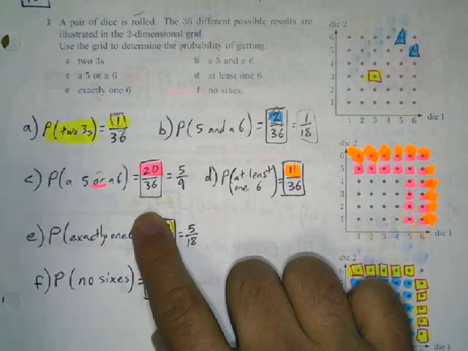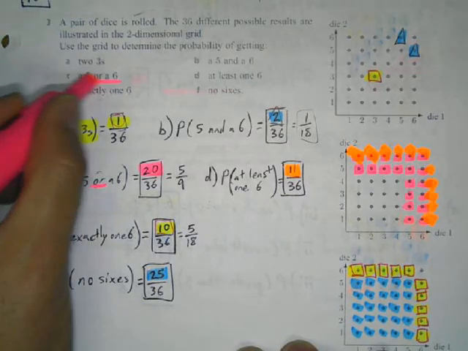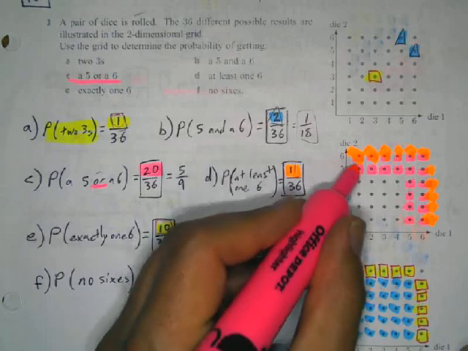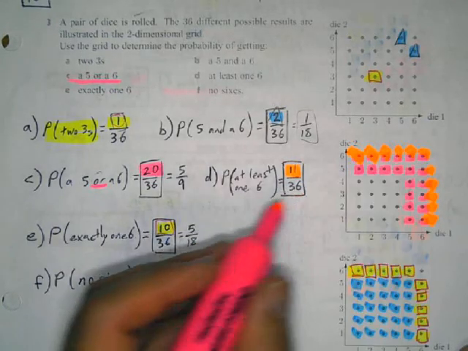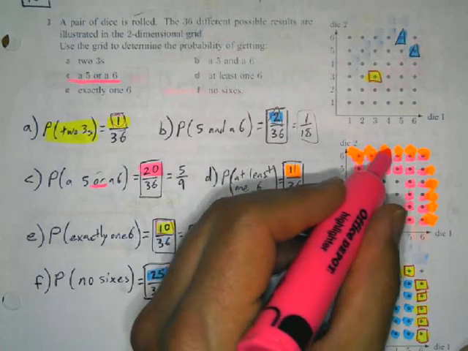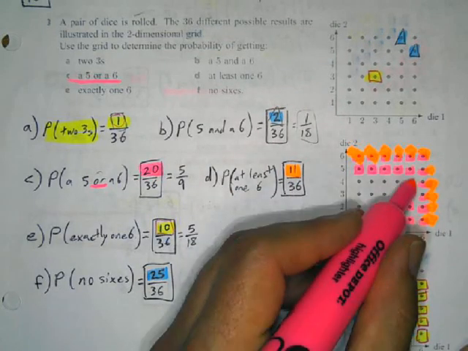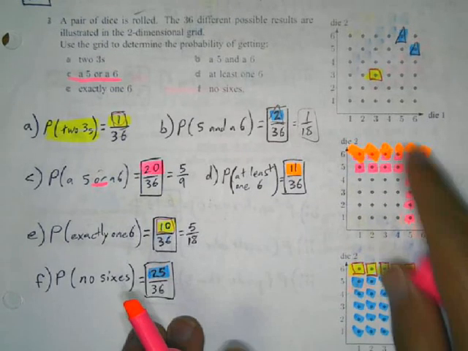Question C says, what's the probability that I'm going to get a 5 or a 6? So here I get a 5, 1, 2, 3, 4, 5. And here I get a 6, 1, 2, 3, 4, 5, 6. And then these down here, I get a 5, and here I get a 6. So we don't care what the other values are.